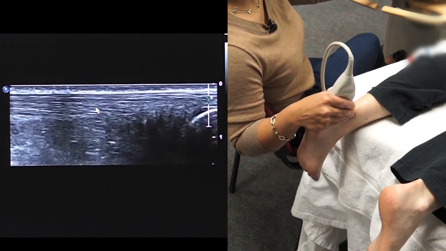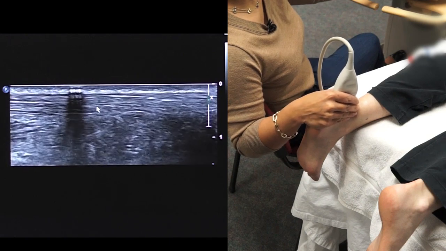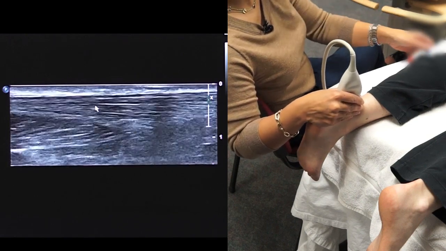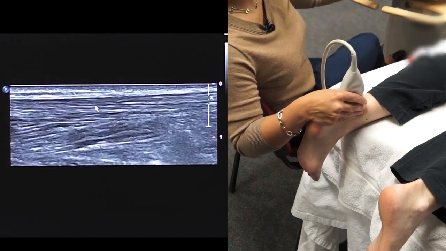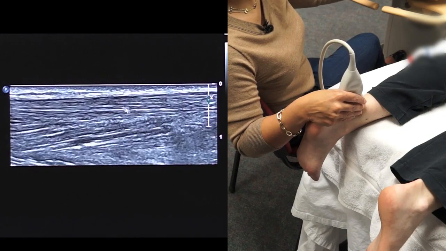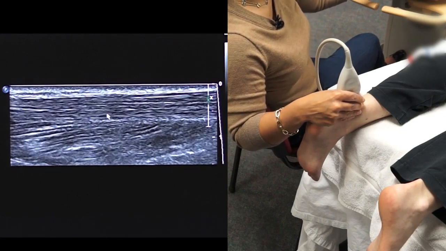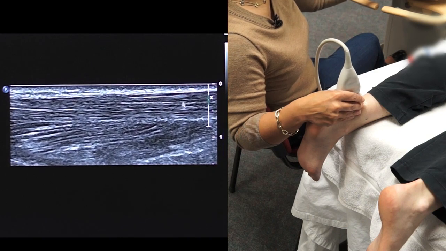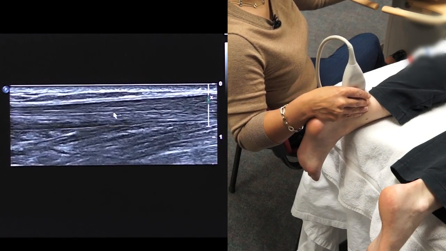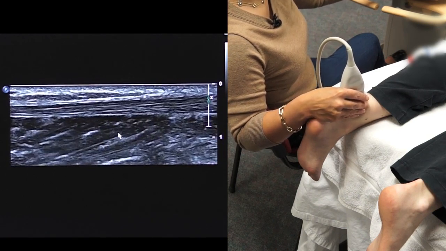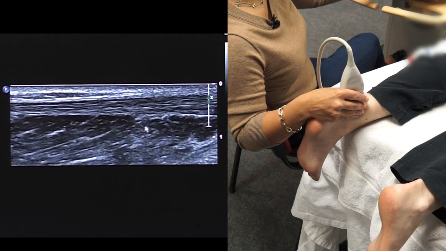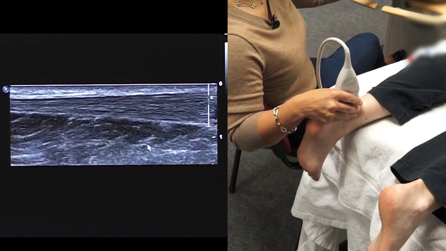cranially to follow the Achilles tendon towards the musculotendinous junction. Here again you see that we are maintaining the architecture of the tendon. You can see that it is relatively parallel or uniform in its thickness. And here we are as we get to the tendon, and you can see the musculotendinous junction right here.